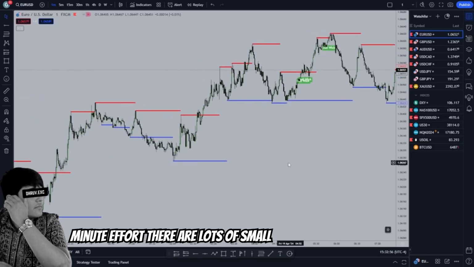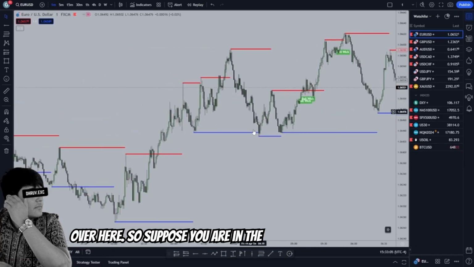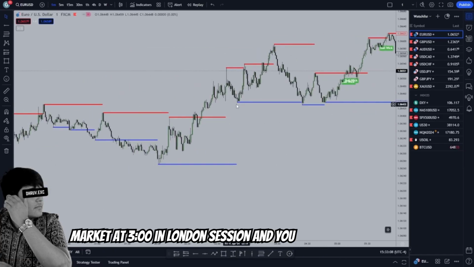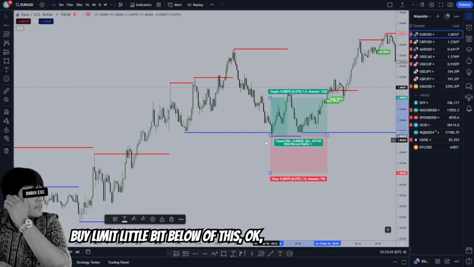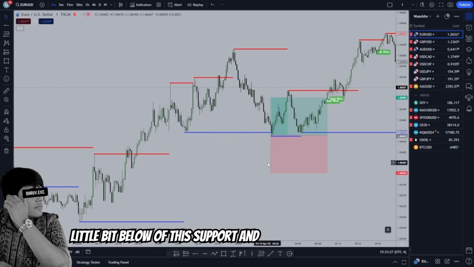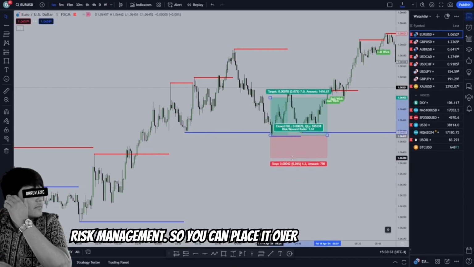You can see that on the 1 minute time frame there are lots of small scalp trades. Look at over here. Suppose you are in the market at 3 o'clock in the London session, and you see this bullish move, and you can see the support with the help of this indicator. Now, as I told you, place your buy limit a little bit below this support, and place your stop loss at 4, 6, or 7 pips, based on your risk management.